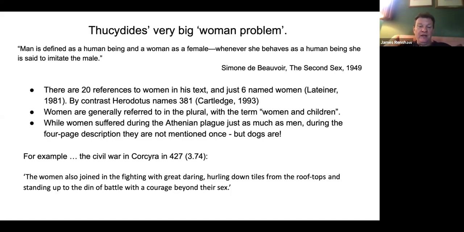A good example of his attitude to women is a short passage from the civil war in Corcyra in 427. He says, the women also joined in the fighting with great daring, hurling down tiles from the rooftops and standing up to the din of battle with a courage beyond their sex. So a throwaway remark that the women joined the fighting as well, and they behave like men, essentially, which is quite surprising. So this is a really big problem. And as I said, I think we really need to say that to our students, and to acknowledge that.